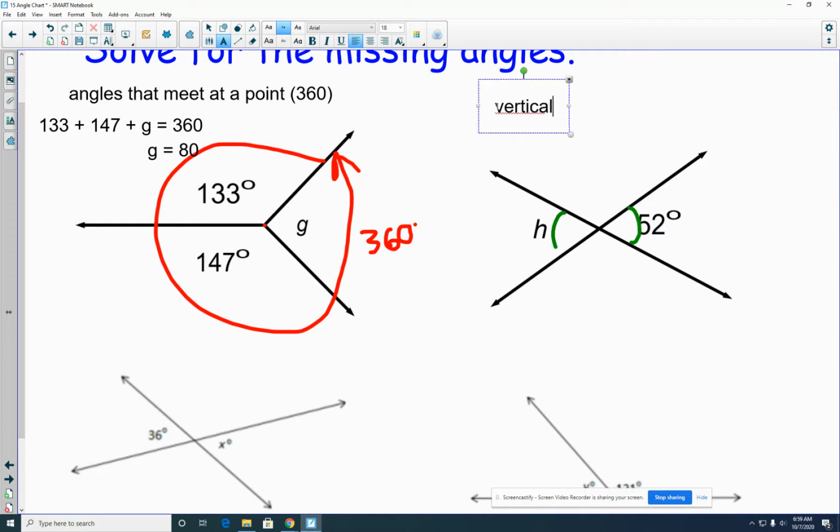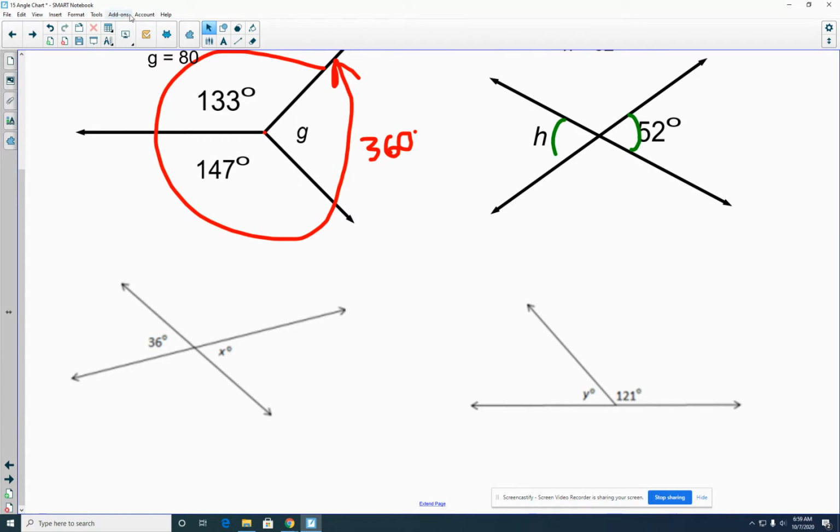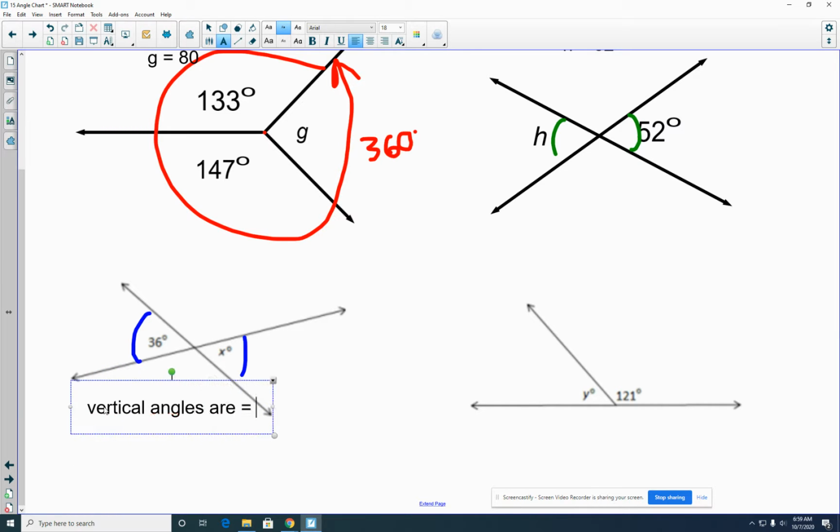So here I know that vertical angles are equal. Well, that's pretty easy. That means that this angle equals this angle. So H equals 52. Done. Vertical angles are easy. They're equal to each other. All right, moving on to this one here. Oh, again, intersecting lines, vertical angles. So vertical angles are equal. That means that x equals 36. Neato.